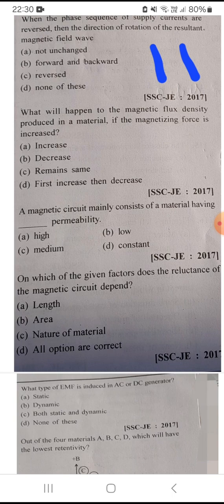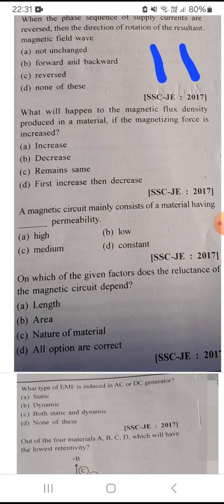A magnetic circuit mainly consists of the material having dash permeability. Option A, high permeability. On which of the given factors does the reluctance of the magnetic circuit depend? Option D, all are the options. There is the length, area and the nature of material. Okay.